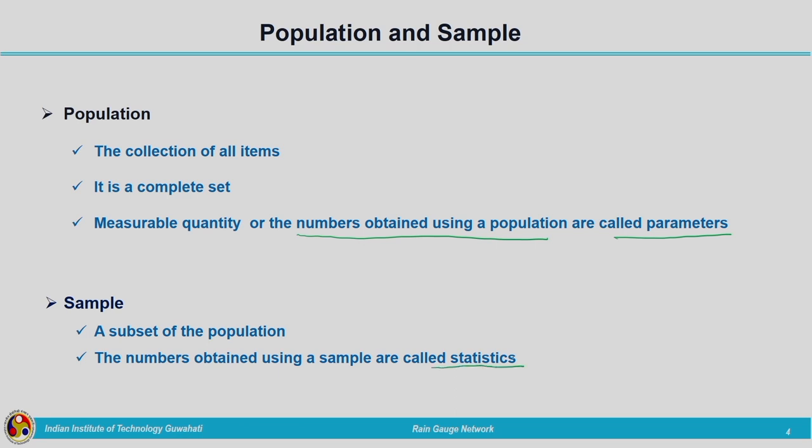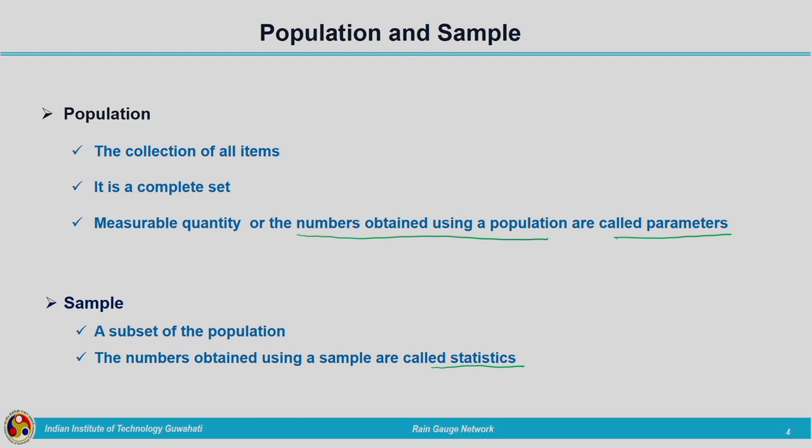So, both are representing data only. Population represents the complete set and sample represents the subset of the complete set. And the measurable quantities or the numbers which we are deriving based on the population data are termed as parameters. And in the case of sample, we will be calling it statistics.